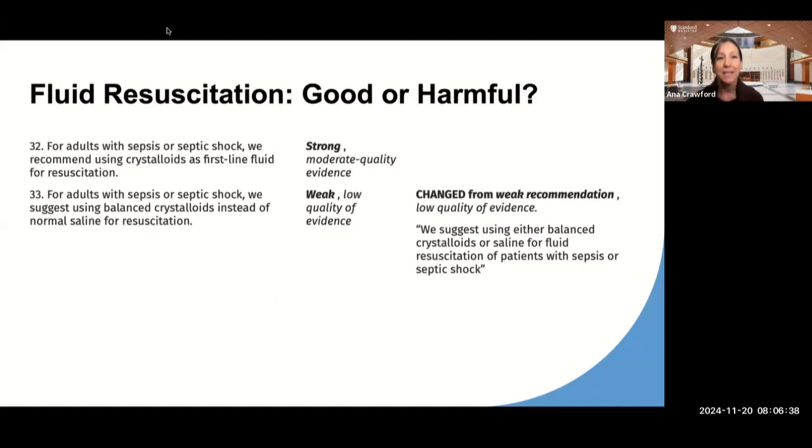I think we have to be somewhat cognizant that in some settings, saline is all that's available. And so if you have to use saline, by all means, resuscitate your patient. But certainly if you have a different balanced salt solution, then try to use that instead.